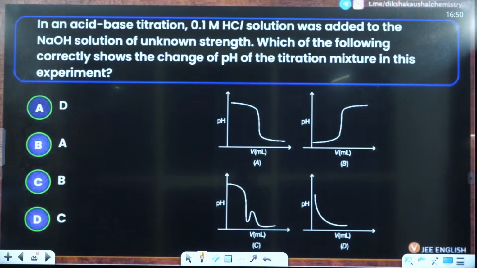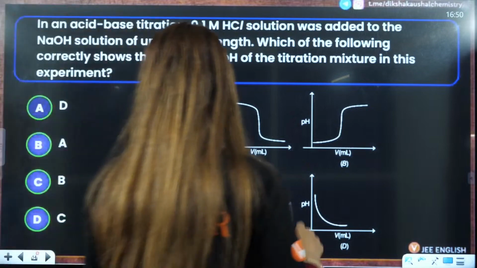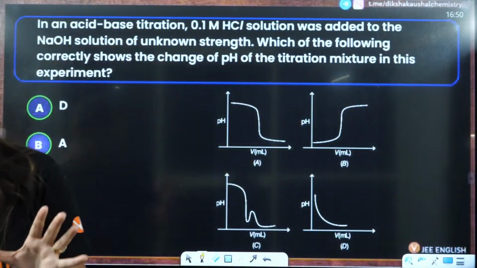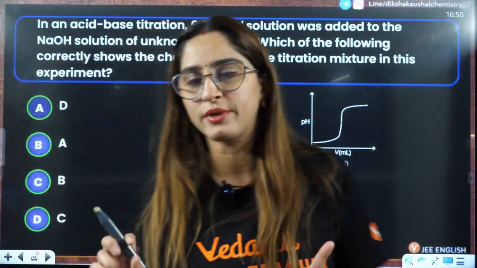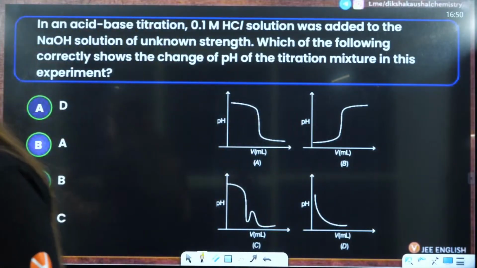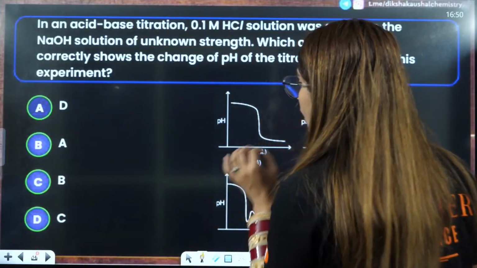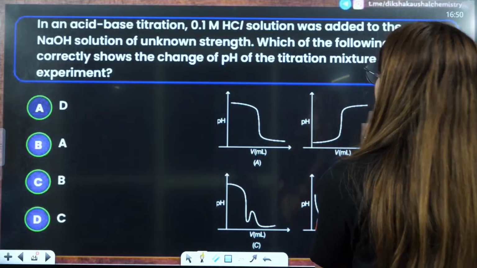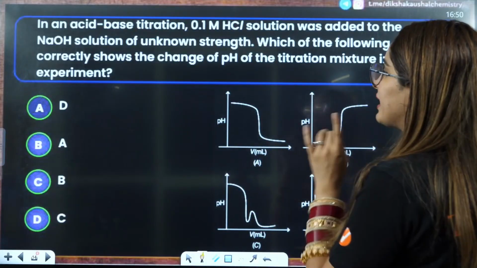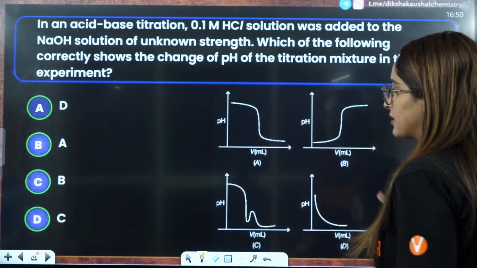Now, this is a very interesting question that you can easily answer in 1 second if you know the concept. Otherwise, definitely it is going to take you time. The question is, in an acid-base titration, 0.1 molar HCl solution was added to NaOH solution of unknown strength. Which of the following correctly shows the change of pH in the titration?